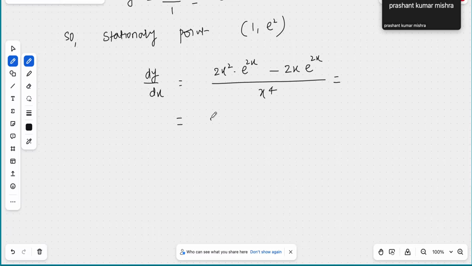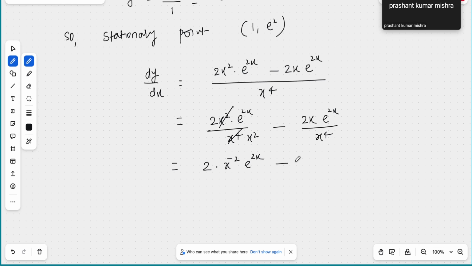We can do it like this: take 2x squared times e raised to the power 2x divided by x raised to the power minus 2x, then e raised to the power 2x divided by x raised to the power 4. Fine, so we can cancel it out. This is x squared, and it ends up like 2 times x raised to the power minus 2 and e raised to the power 2x. Similarly, this 2 will be there and this will get cancelled, so this will be x raised to the power minus 3 and e raised to the power 2x.